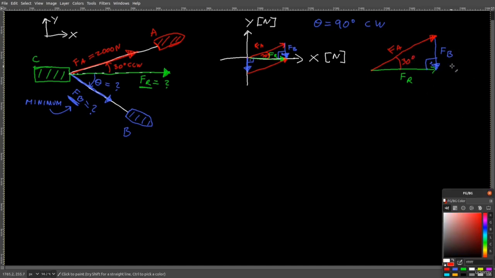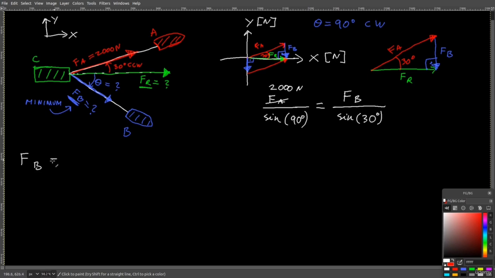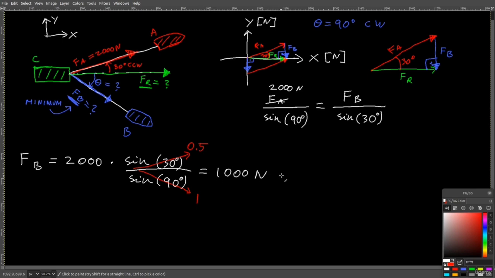FB can be calculated very easily using the sine law. First of all, you have FA over sine 90 degrees, which equals FB over sine 30 degrees. Remember that this FA is 2000 newtons. And so FB equals 2000 times sine 30 degrees divided by sine 90 degrees. Sine 30 degrees equals 0.5, sine 90 degrees equals 1, and that means that FB equals 1000 newtons.